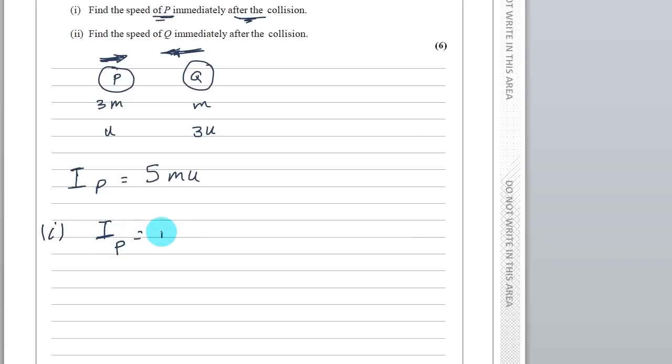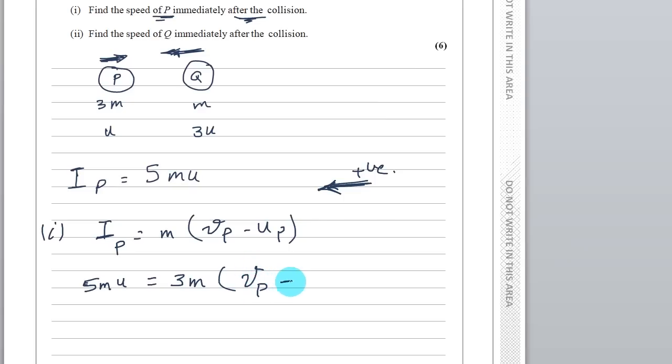IB is equal to m VB minus UB. I will take the positive direction as this direction. So IB is 5mu, equal to the mass of B, which is 3m, times VB, and UB is negative u because it is opposite to this direction, so minus u.